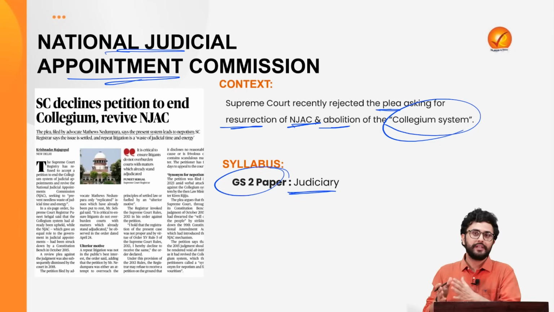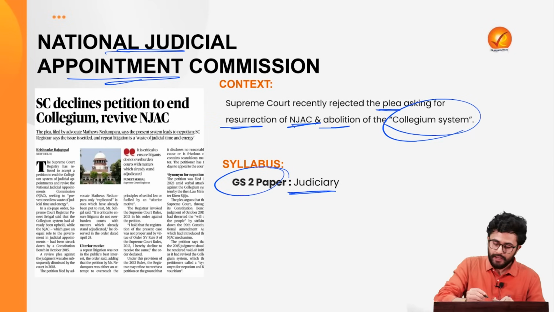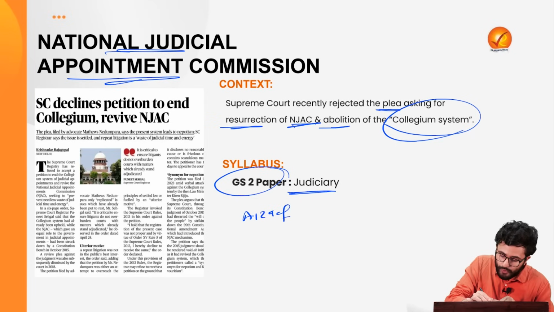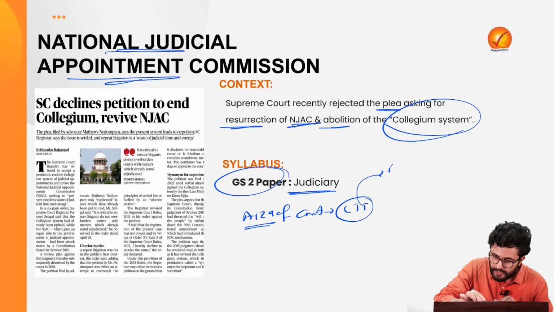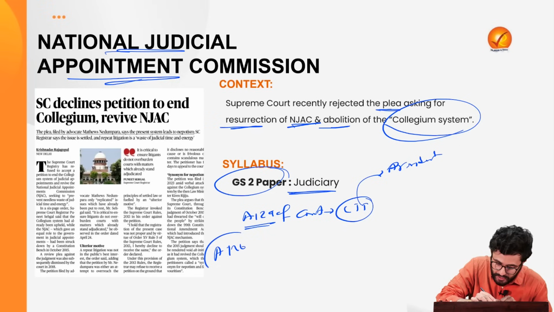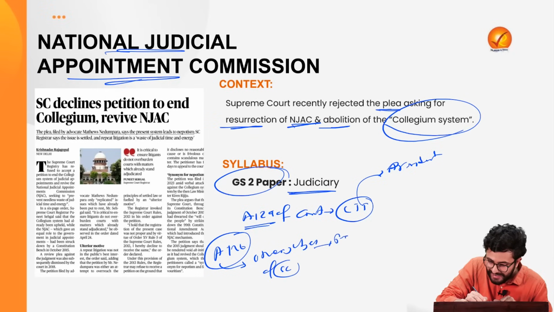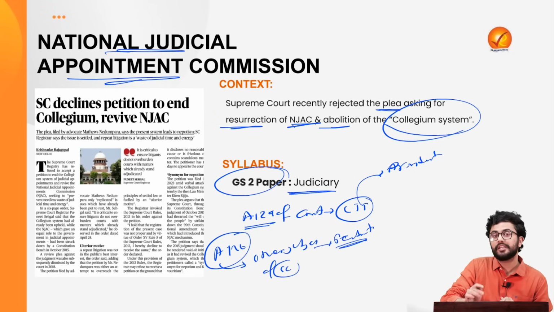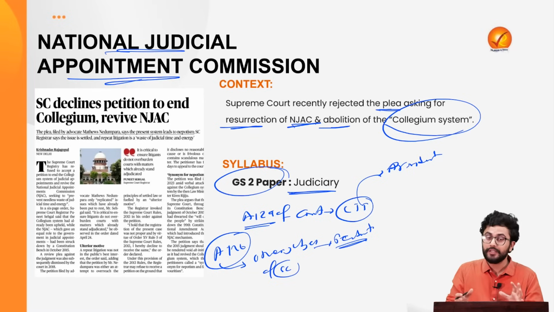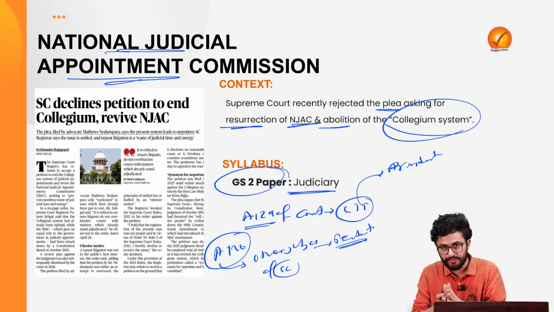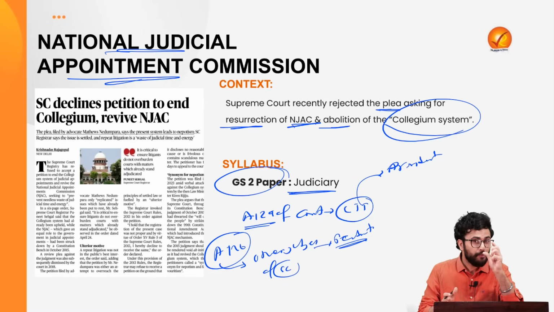Now, before we dwell into the debate, first try to understand that under Article 124 of the Constitution, the Chief Justice of India is appointed by the President. And under Article 126 of the Constitution, the other judges of the Supreme Court are appointed by the President in consultation with the CJI and other judges as he shall deem necessary. Now here keep a very important word in your mind, and that is consultation.